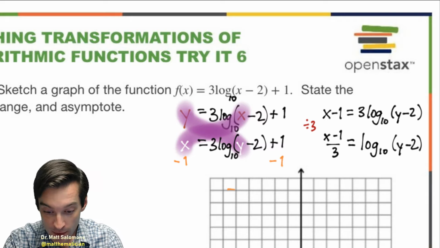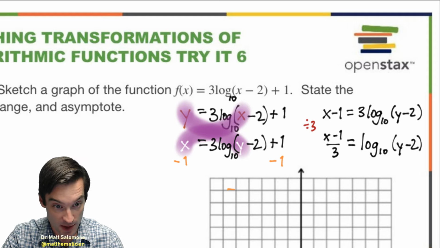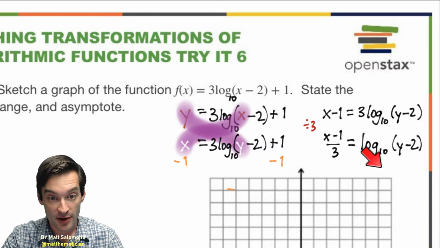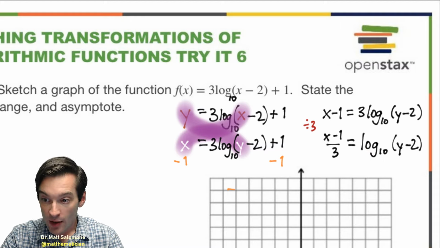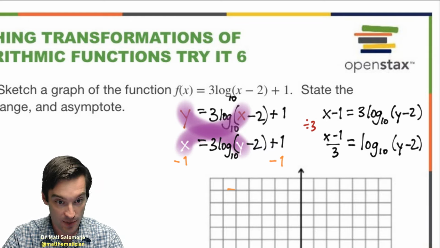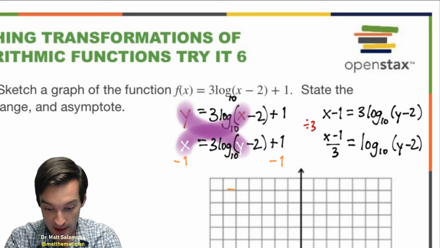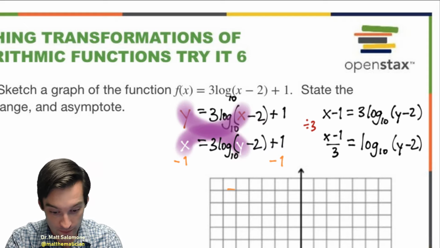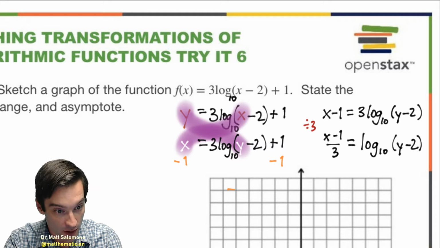So first of all, what's playing the role of my base in this exponential expression? The role of the base is being played by the number 10. It's the base that's sitting here underneath my logarithm. So that's the first thing that I notice here, is that the base in my expression appears to be a 10. What's playing the role of the exponent? What's playing the role of the exponent is this x minus 1 over 3. Okay, so rather than just have an x here as my exponent, now I have a more complicated expression. I've got x minus 1 all over 3.